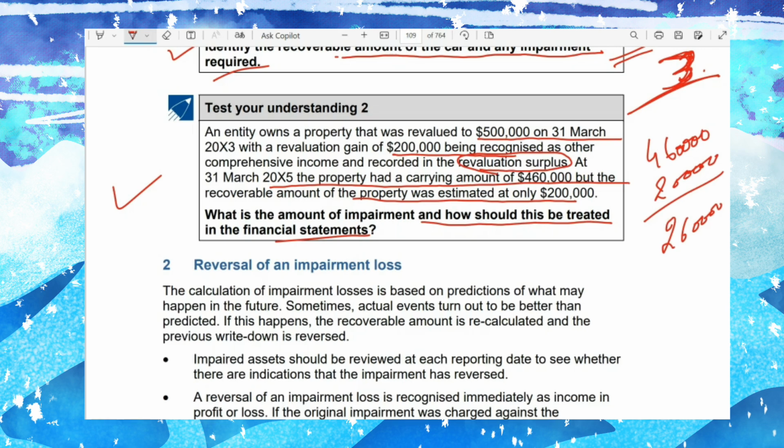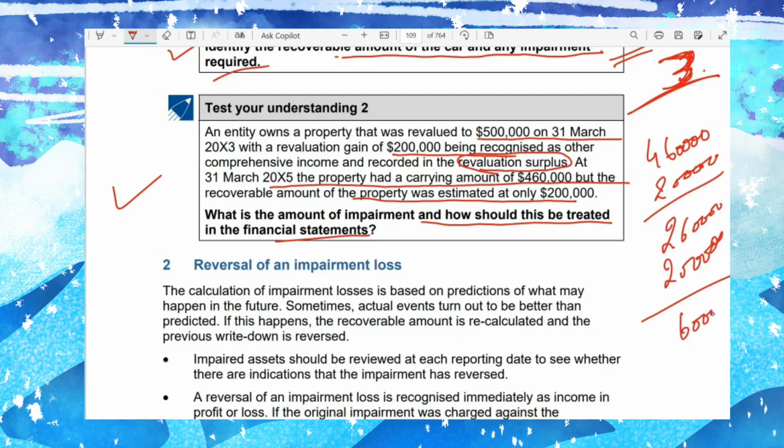So now there is a reversal of impairment loss. How will your impairment loss be reversed? The calculation of impairment loss is based on a prediction of whether it will happen sometime in future, same as the above case which we discussed. Impaired assets should be reviewed on each reporting date.